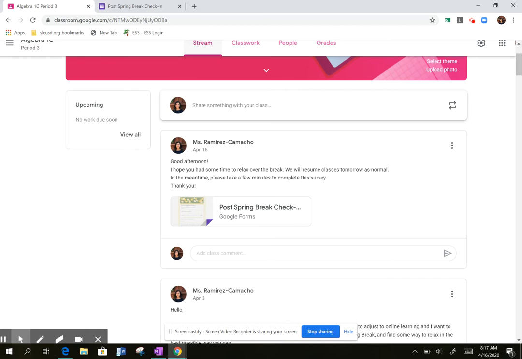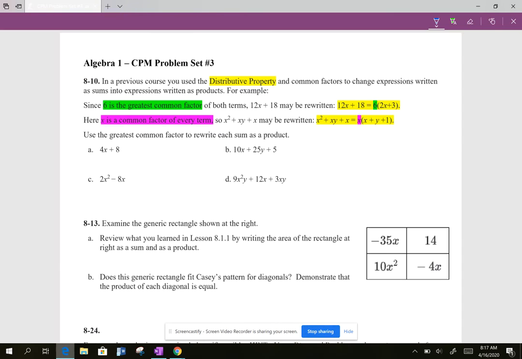Okay, today's work is CPM Problem Set number 3. So let's get started. Just like in the last CPM video, I'm going to do a couple of parts of the problem just to help you get started, and then you are going to use the examples that I've done. Make sure to include that in your work, and then the other problems are for you to do on your own. But of course, you're welcome to ask me questions about these over email or over video call if you're still stuck. Okay, let's get started.